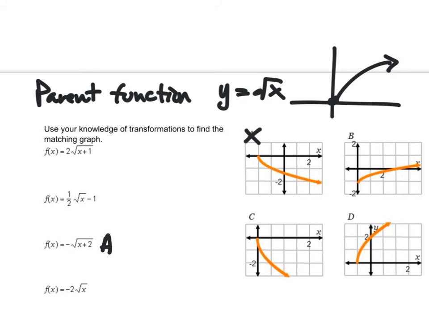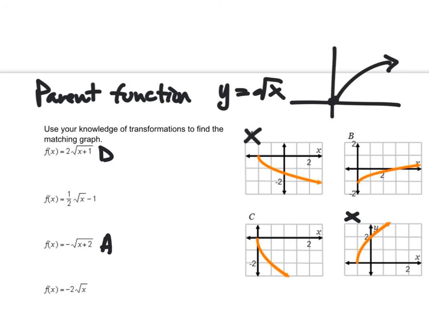Now if I do 2 times the function of x plus 1, that x plus 1 means we move it to the left 1 unit. The only graph that's done that is part D, and then we multiply it by 2, so it got bigger. So this is D.